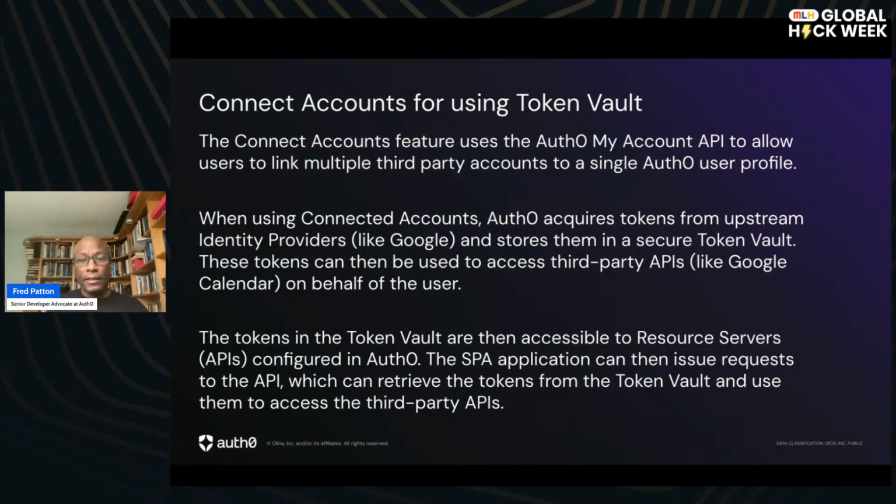So in connecting accounts using Token Vault, this allows, again, you to link those third-party apps. When using those accounts, Auth0 acquires the tokens from the upstream identity providers and stores them in the vault. It does not ever give those to the agents, as we've been discussing. Instead, they'll get the short-lived, scoped tokens that they can use to access third-party APIs.